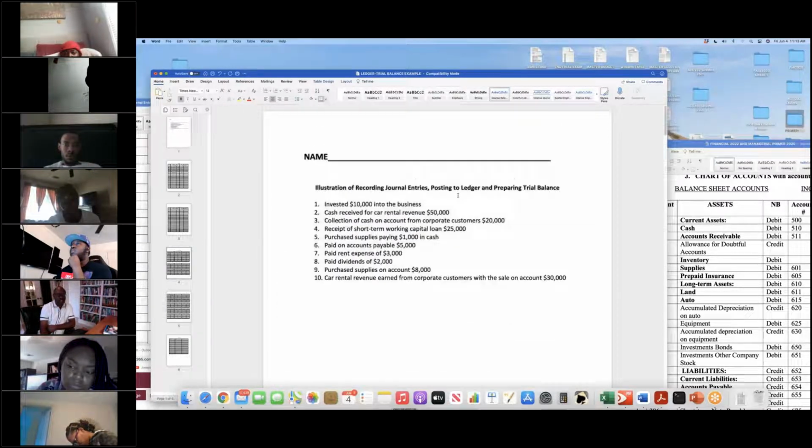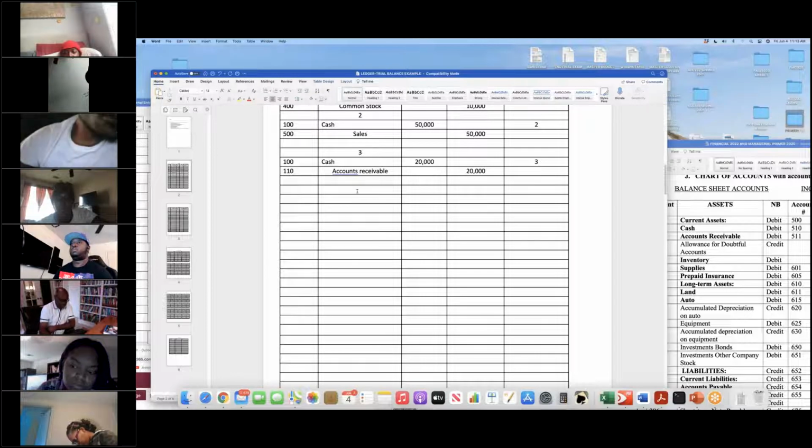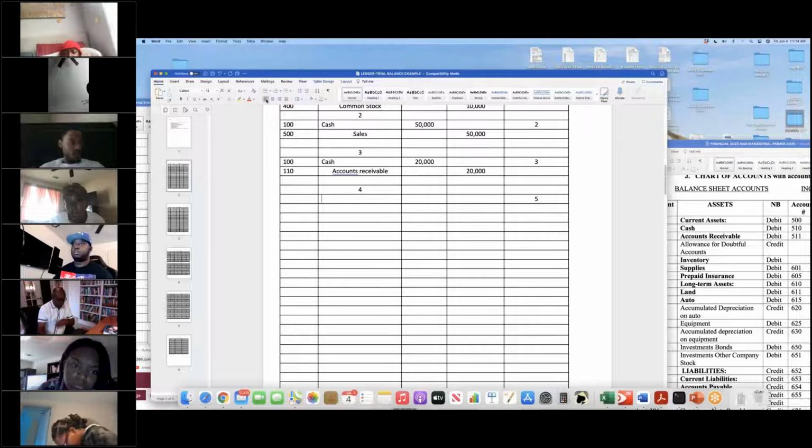And let's go through our next journal entry. Receipt of the short-term working capital loans, 25,000. So now this is transaction 4. This is type 5. We're going to debit cash, and we're going to credit what? Notes payable.